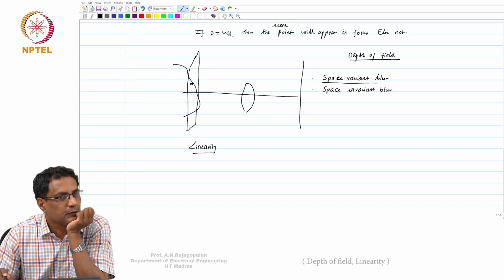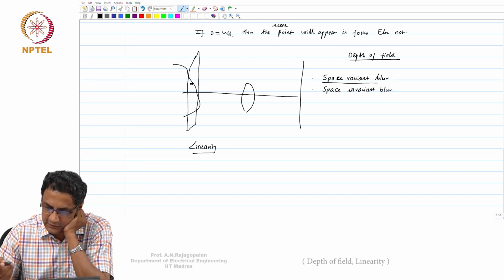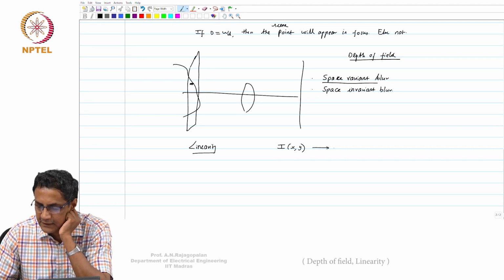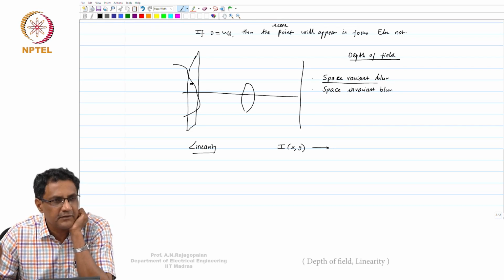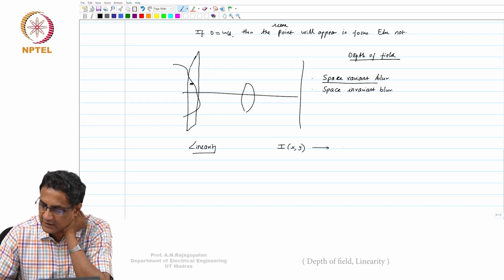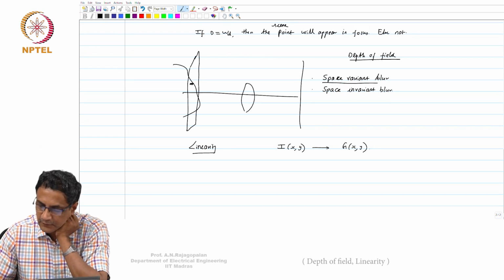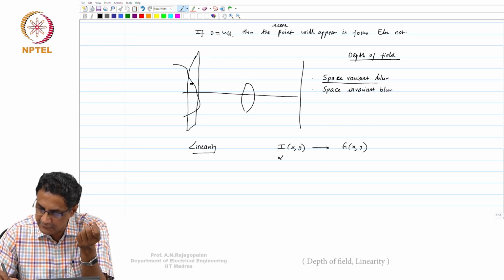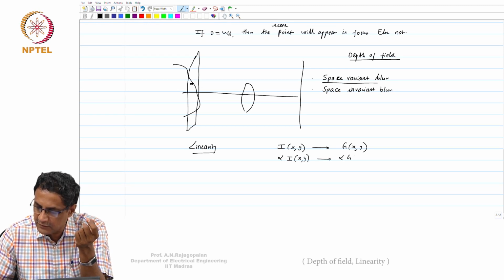Now when you talk about linearity, what do you actually mean? You are thinking in your mind that if I input an image I of xy, and for the time being I'll take the continuous case, it doesn't matter whether it is discrete or continuous. Let's say continuous. I of xy gives you, let's say, this imaging system gives you g of xy. Then linearity means it should satisfy the superposition principle. That means that if I input alpha times I of xy, it should give me alpha times g of xy.